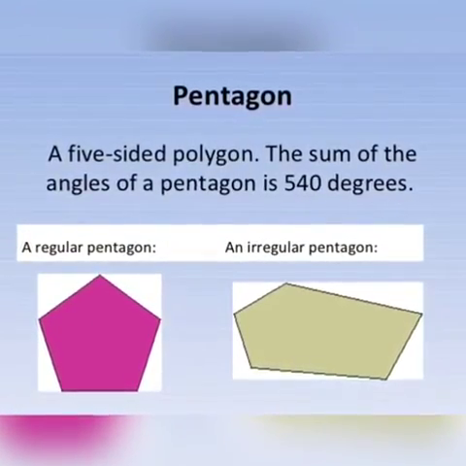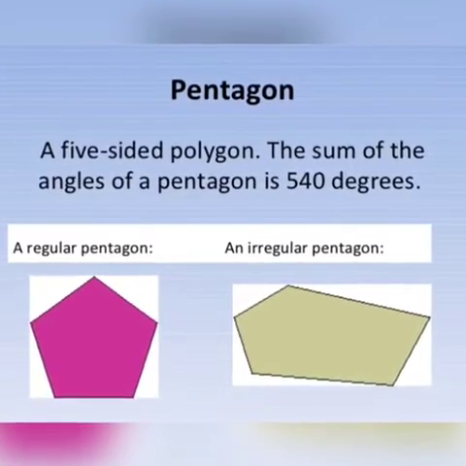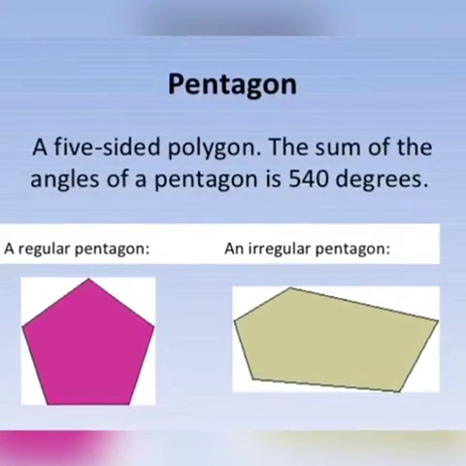Next is pentagon. The pentagon is a five-sided polygon. The sum of the angles of a pentagon is 540 degrees. There are two types of pentagon, the regular and the irregular one. Here is the six-sided polygon, which is called hexagon. The sum of the angles of a hexagon is 720 degrees.